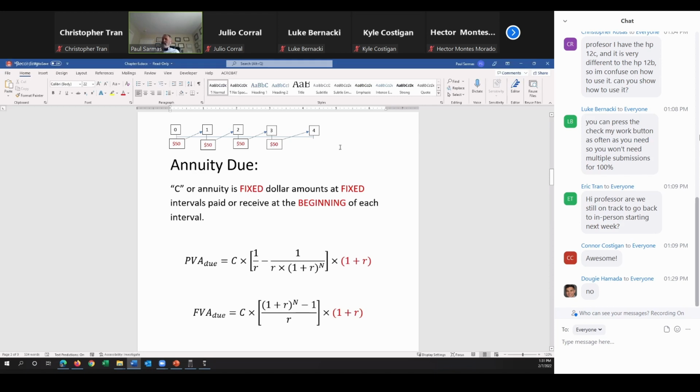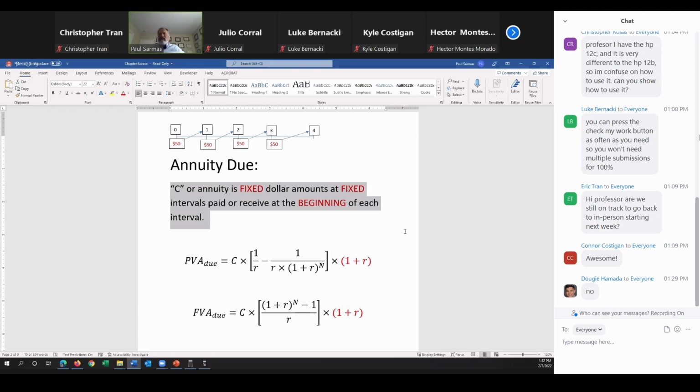Fixed, this is the definition. Fixed dollar amounts at fixed interval, paid or received at the beginning of each interval. That is called annuity due.